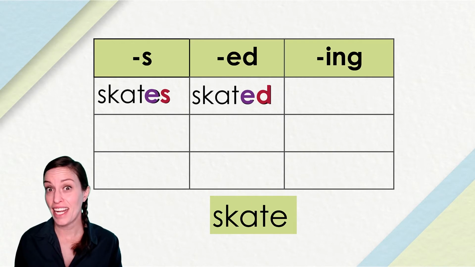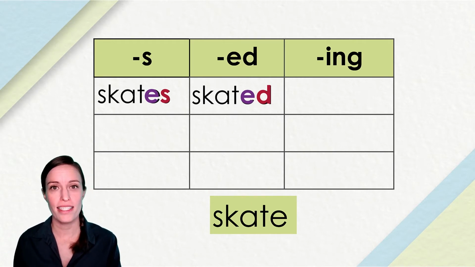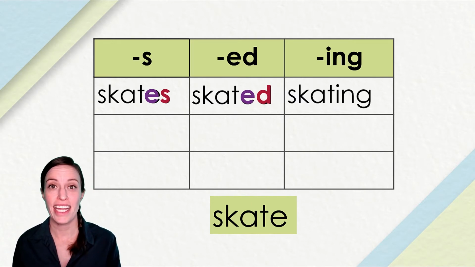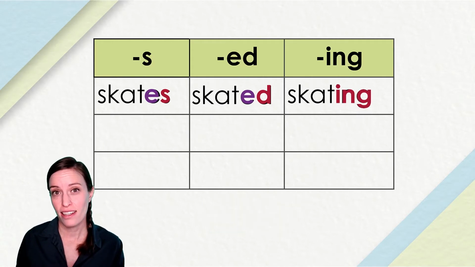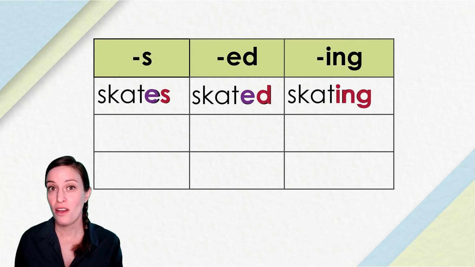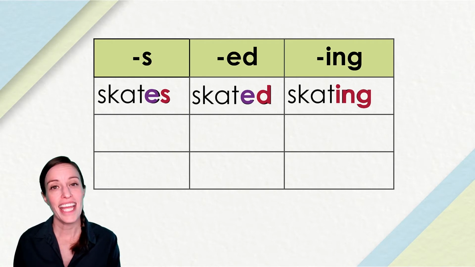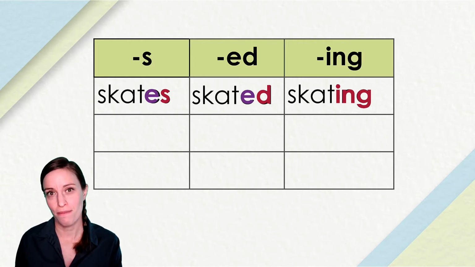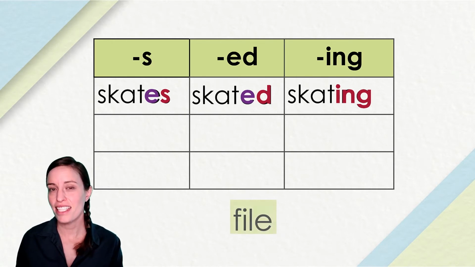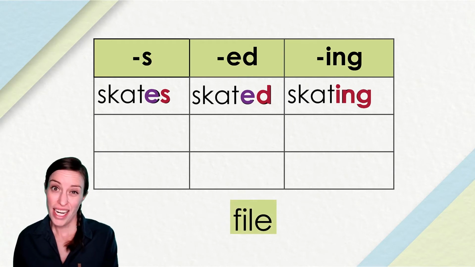If we were skating right now in the present, we would say skating. We need the suffix ing. When we add this suffix, we first take off the magic E, but it still works invisibly. And then we add the ing. Let's look at this next word. What is it?